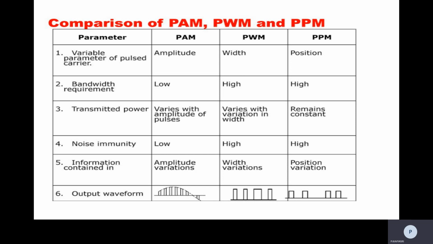Lastly, the output waveforms. If you observe the output waveforms here, in the first one, PAM, only the amplitude changes. Each pulse has a different amplitude. In the second, the PWM waveform, the width is different for the different pulses. All the pulses have a different width. And the third one is the waveform of pulse position modulation. Here the position of the pulses changes.